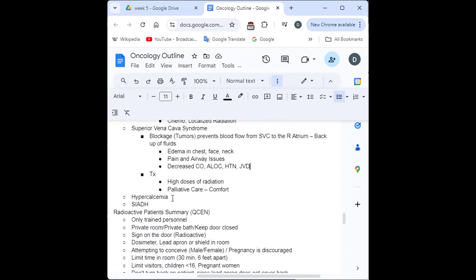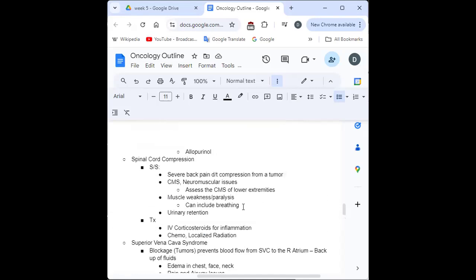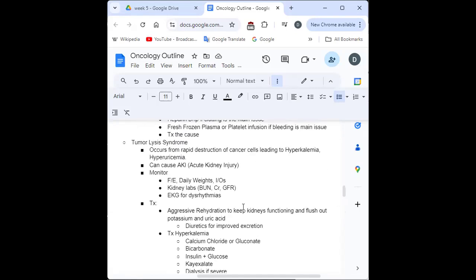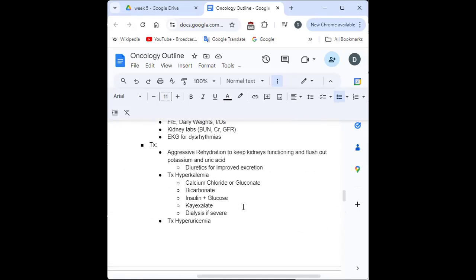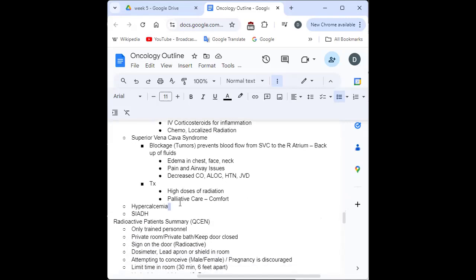The next two are pretty specific. Hypercalcemia is more specific to cancers like leukemia or lymphoma. These are symptoms like hormonal release. This one is caused by parathyroid hormone, and SIADH is caused specifically by lung cancer. So they're not as general as the other ones, which can happen to pretty much all of them. These are a bit more specific.